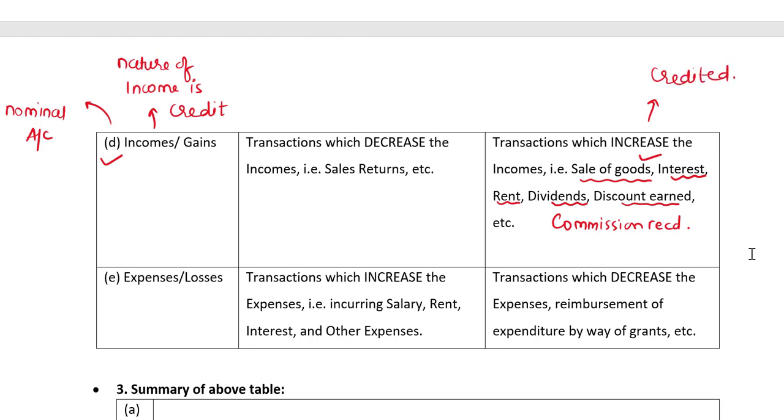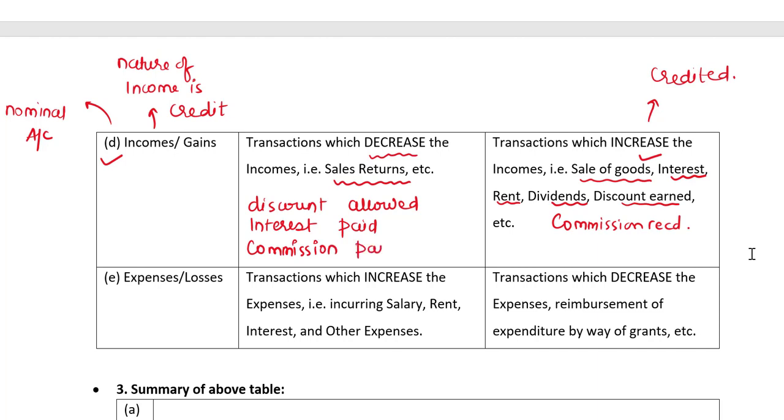Over here, if there is a considerable decrease in the incomes, like sales return or discount allowed while making sales, interest paid, commission paid, what we need to do, how we account them, these things need to be debited in the books of accounts. Why? It is the nature of income. Then if there is a decrease in income, it is to be debited.